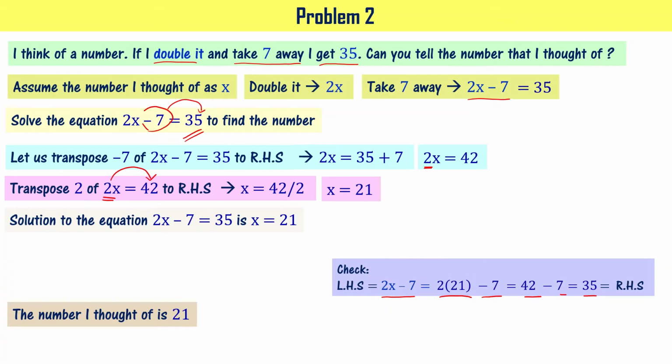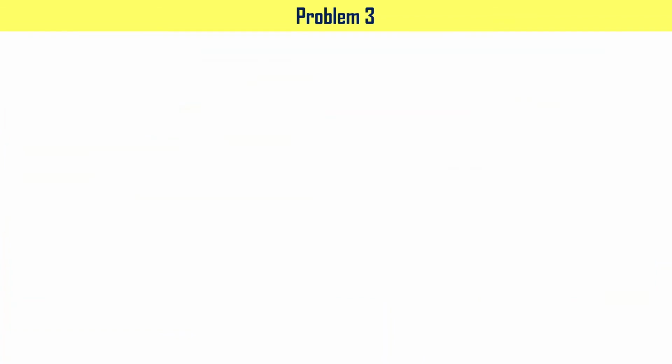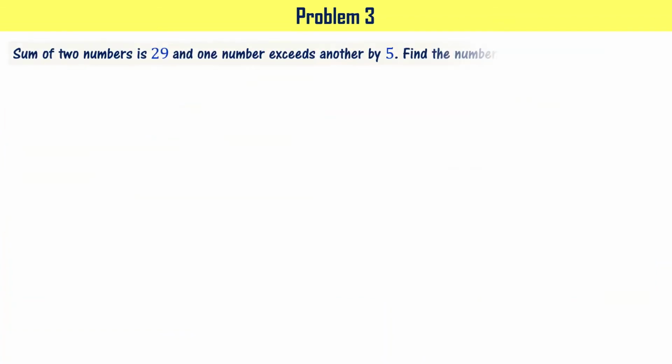I hope you understood the problem. Let's take a look at another problem. Sum of two numbers is 29. One number exceeds another by 5. Find the numbers.